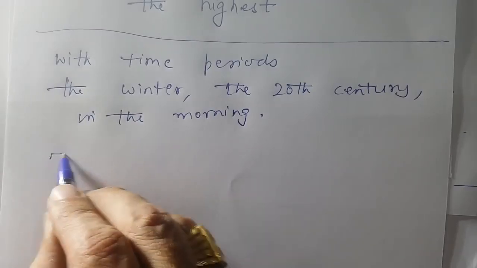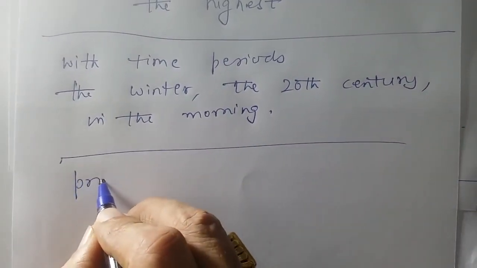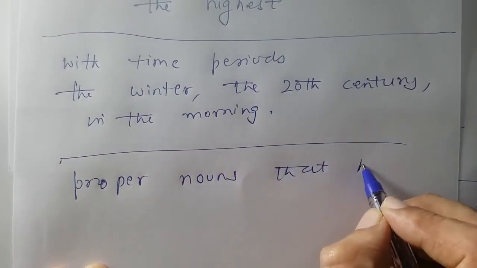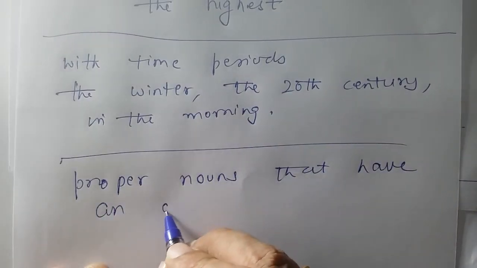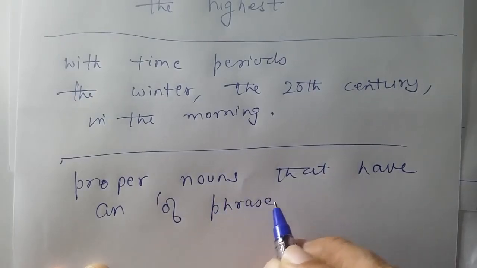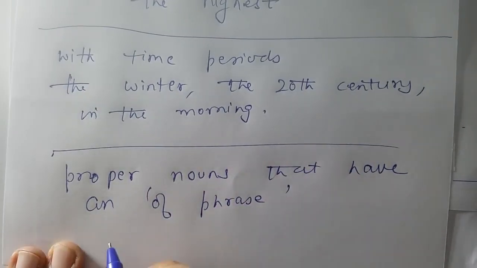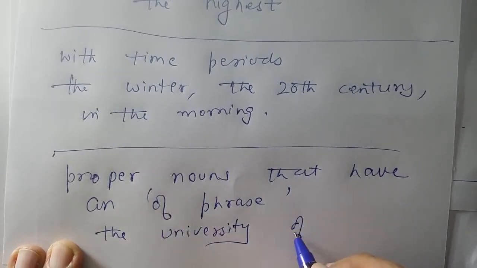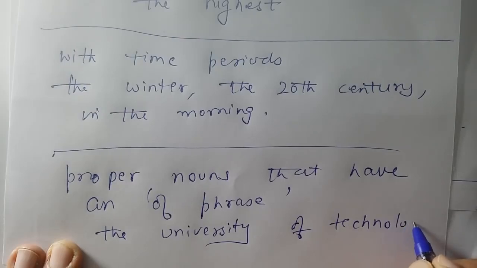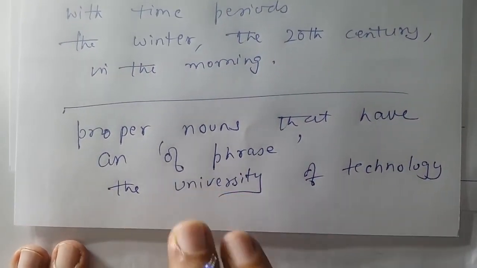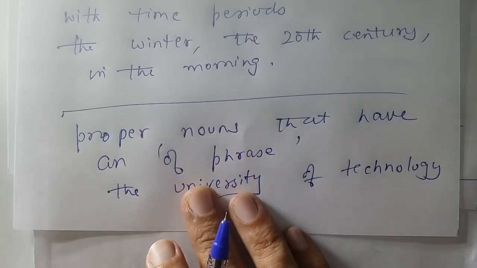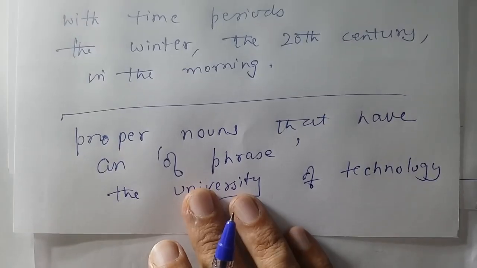Then come proper nouns. Proper nouns that have an of phrase. It says an of phrase. How? The University of Technology. It has a proper noun. So these are the things on which we have to use the. Next is geographical names. Right, where we have to use these things.